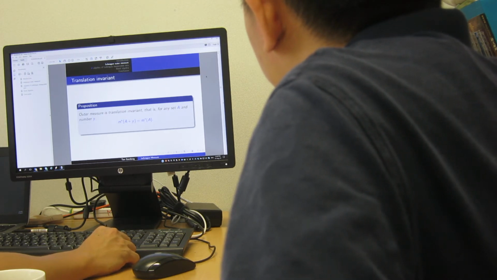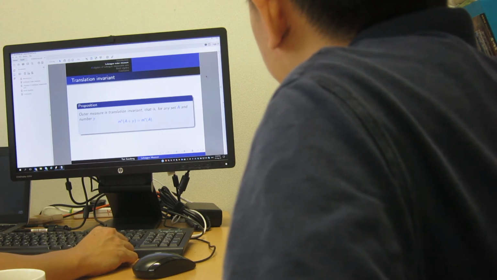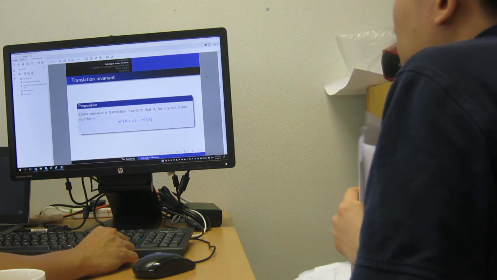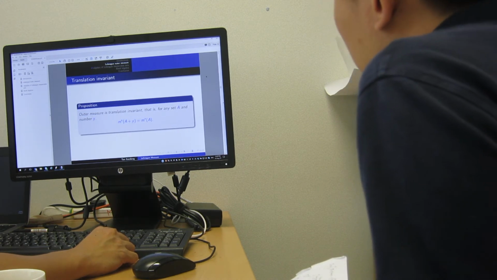The second property: it turns out that the outer measure is indeed translation invariant, so that for any set A and the number y, the M star of A plus y, which is formed by taking M star of the A translated y units, is exactly equal to M star of A.